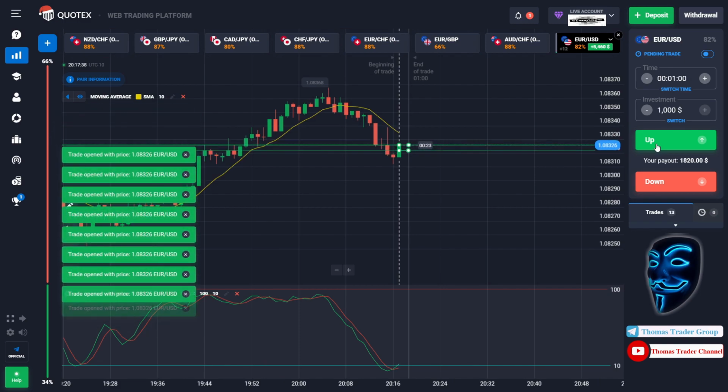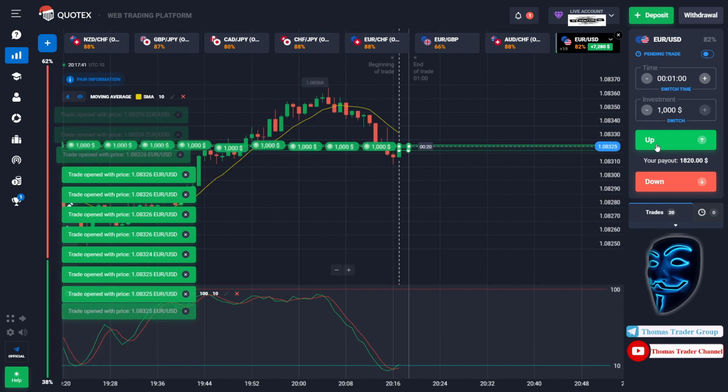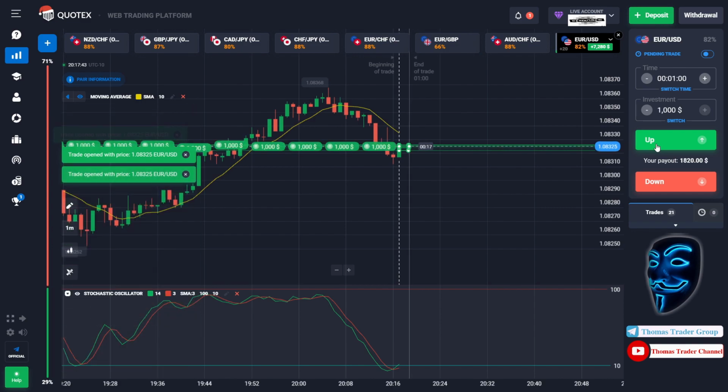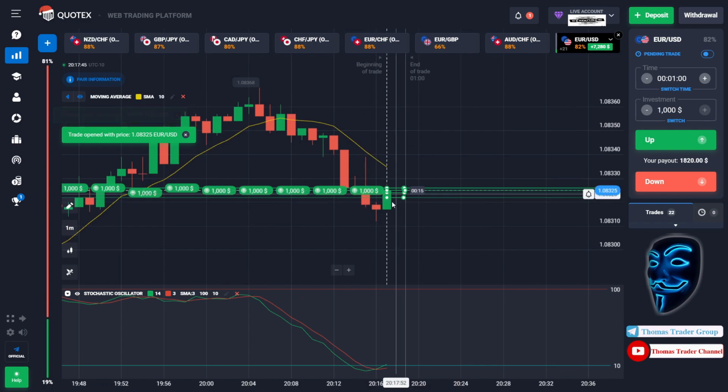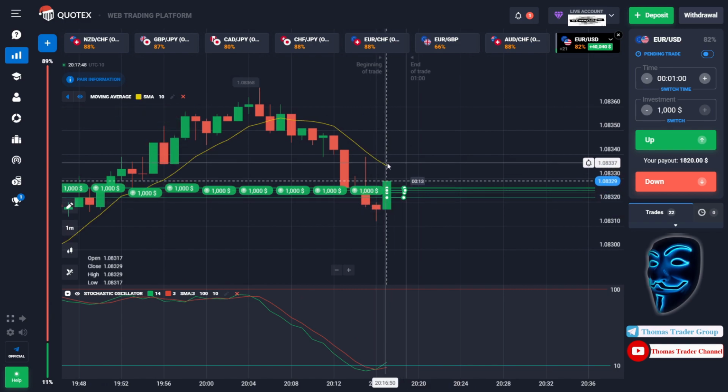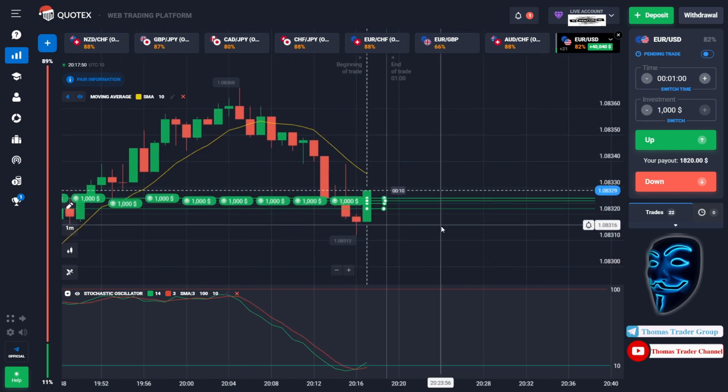That's a total of $22,000. Because I'm sure that the market will still make a correction to the moving average line before it continues the bearish trend. Let's prove it and let's wait till the end of our trade.